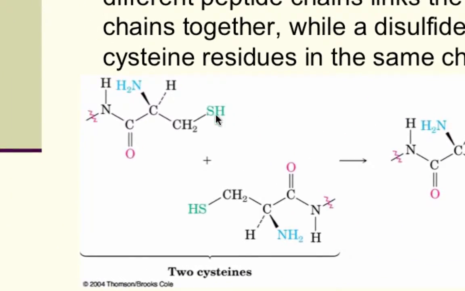We can see that a molecule of cysteine has an SH group here, and this SH group here. We can lose the hydrogen and form the disulfide bond between this sulfur and this sulfur.